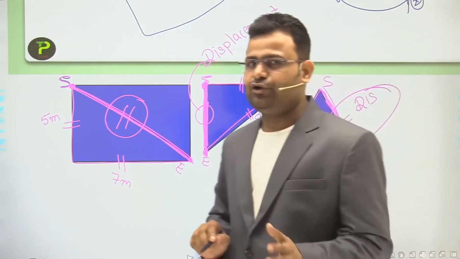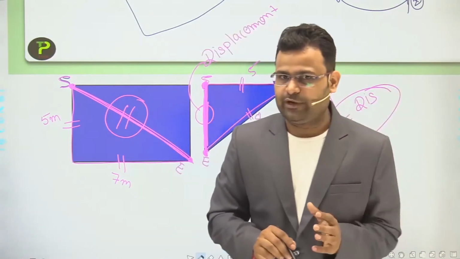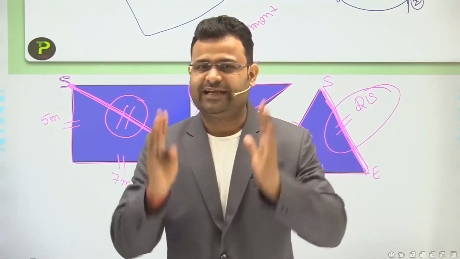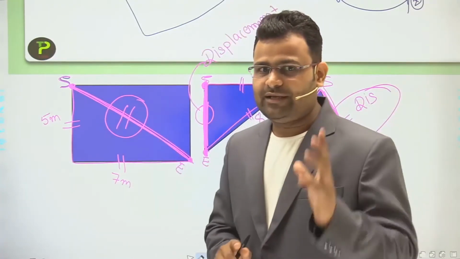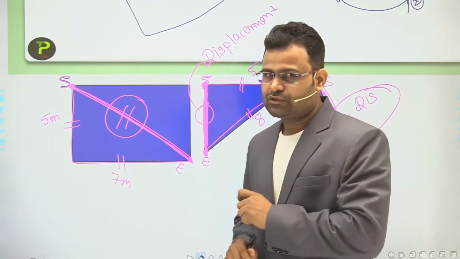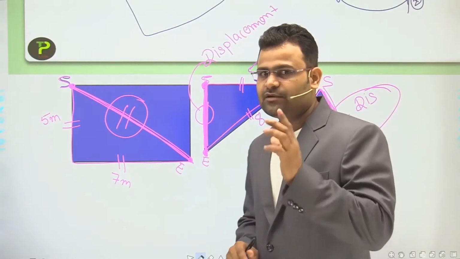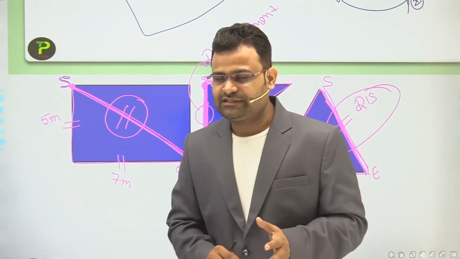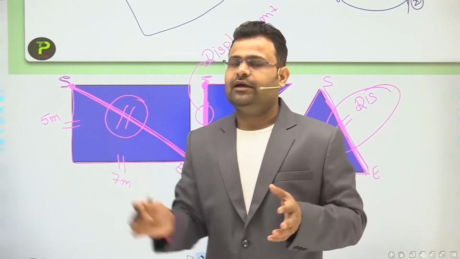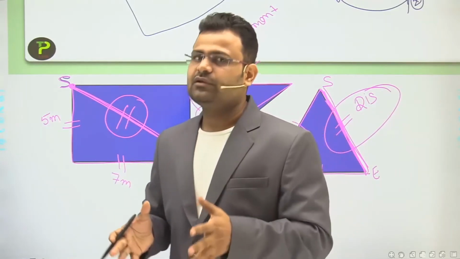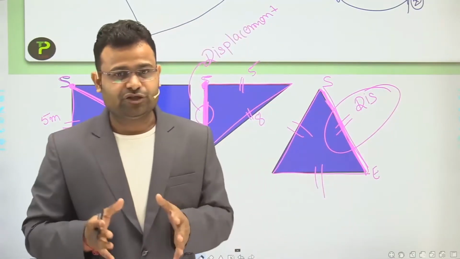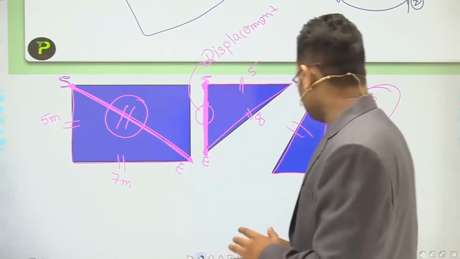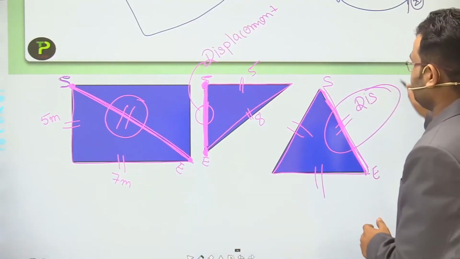Please write this in your copy. If you want to calculate the displacement, first draw the straight line between initial and final position. So our first task is to mark the initial point, second mark the final destination, and draw the straight line. Now calculate the length of the straight line. The length of the straight line is the displacement. That is the method to calculate the displacement.